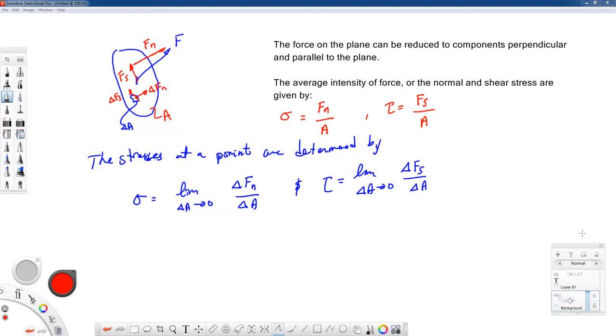Now, of course, the units of stress would be force divided by area: pounds per square inch or newtons per square meter in the different unit systems, which we would call PSI or a Pascal in the British Standard or the metric system.